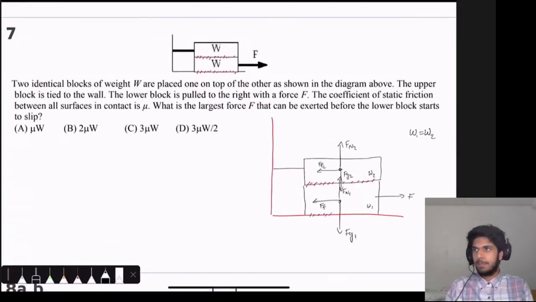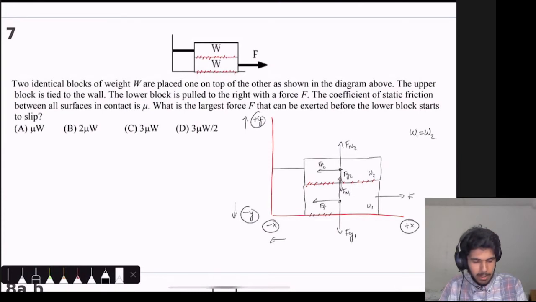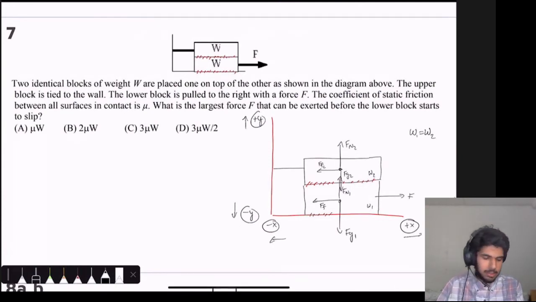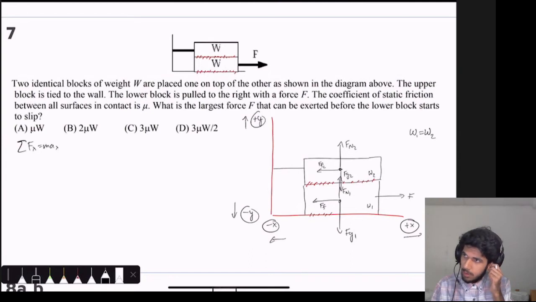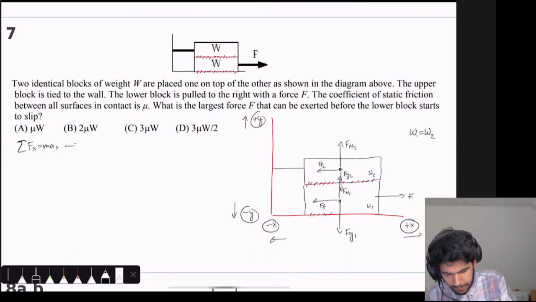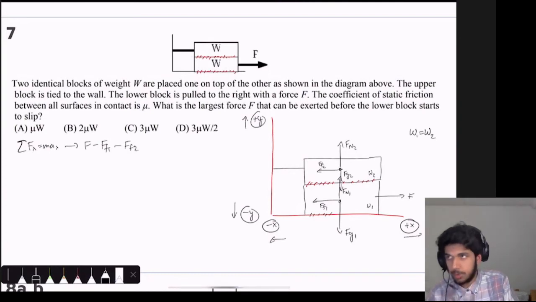Okay, so we have quite the crazy free body diagram here. Lots of forces to consider. But let's just define some axes quickly. This is positive x, this is negative x, negative y is down here, positive y is up here, right? Something like that. And what's the direction of interest? Really, it's the x direction. So what happens when we sum the forces in the x direction? Well, let's see. We have F minus F sub F1. This is F sub F1 minus F sub F2. And that equals m a_x.